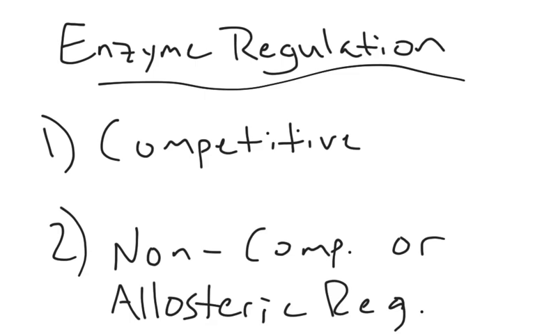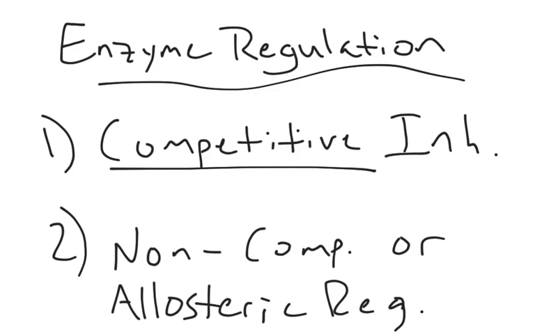Because we don't want enzymes just performing reactions out of control. We want to control them. We want them working when we want them to work, right? So how we do that is a few different ways. Two main ways are competitive inhibition, and non-competitive inhibition, or allosteric regulation. They're the same thing. You'll just see it multiple ways in different textbooks.